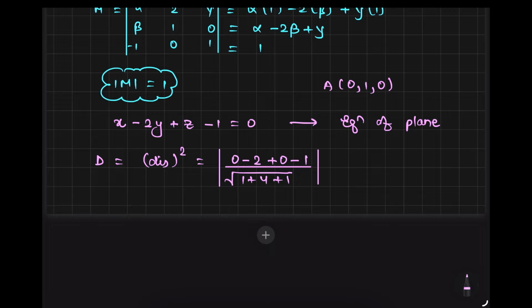So you got 3 by root 6, and squaring, 9 by 6, correct. So 3 by 2, this means 1.5. Your square of distance becomes 1.5.